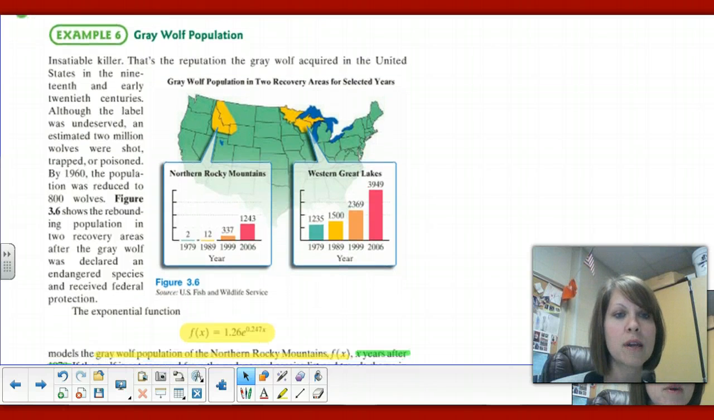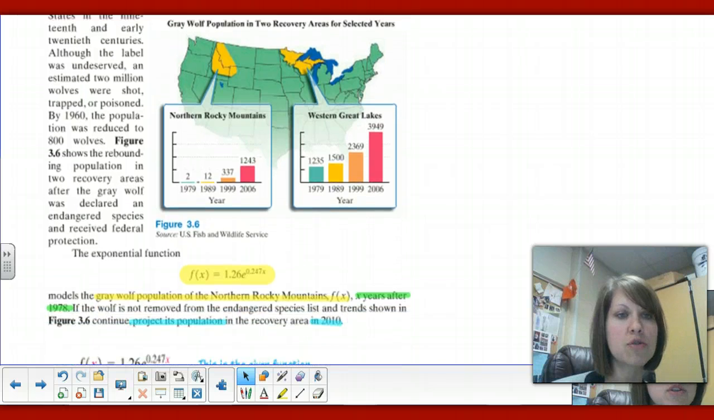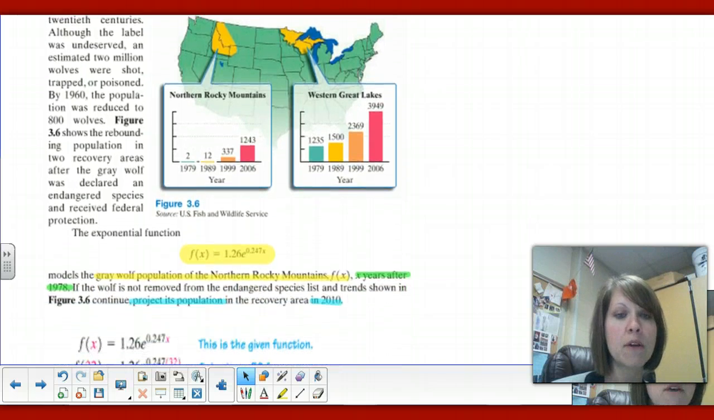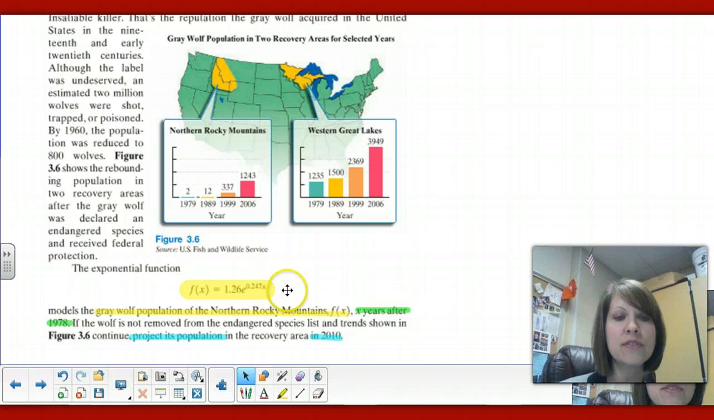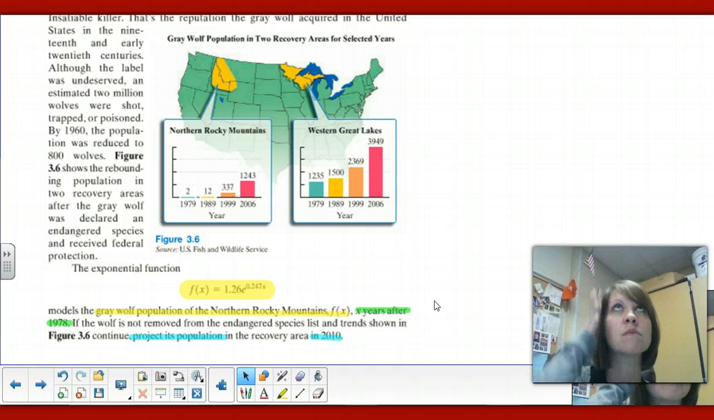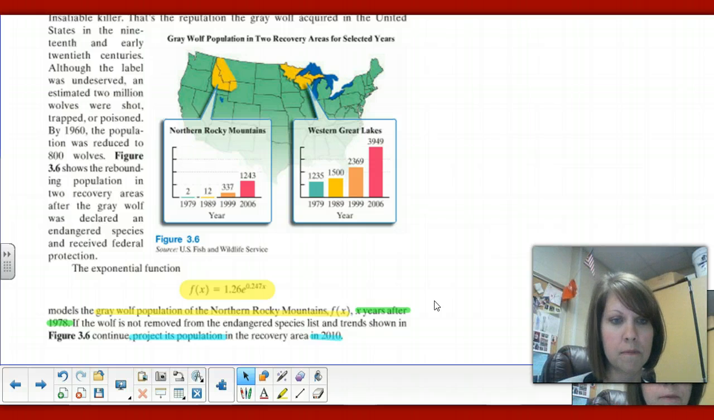Okay, so I took the liberty of highlighting some things in this example 6. You should read the whole thing and pause now if you need to do that. But it's talking about this gray wolf population, and it gives us a function that will model the recovery of these animals in the northern Rocky Mountains. So this is specific for this area, okay? All right, so f of x is the gray wolf population. The x represents years after 1978. So whenever you're calculating that, I want you to think, if I was born in 1978, how old would I be in a certain year?